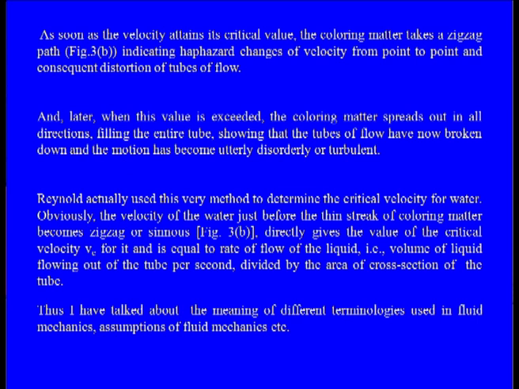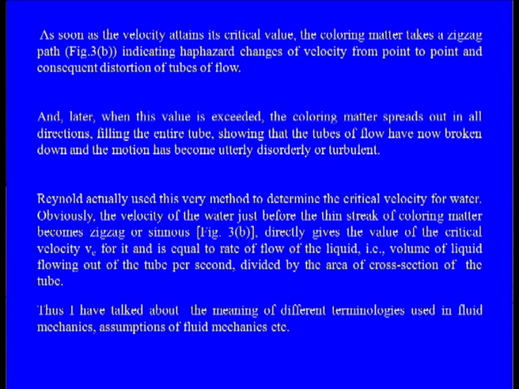But as soon as the velocity attains its critical value, the coloring matter takes a zigzag path, as shown in figure 3, indicating haphazard change of velocity from point to point and consequent distortion of the tubes of flow. Later, when this value is exceeded far apart, the coloring matter spreads out in all directions, filling the entire tube, showing that the tubes of flow have now broken down and the motion has become utterly disorderly or turbulent. This experiment you can even perform at home, in your small lab, and it shows you the streamline flow and the turbulent flow.